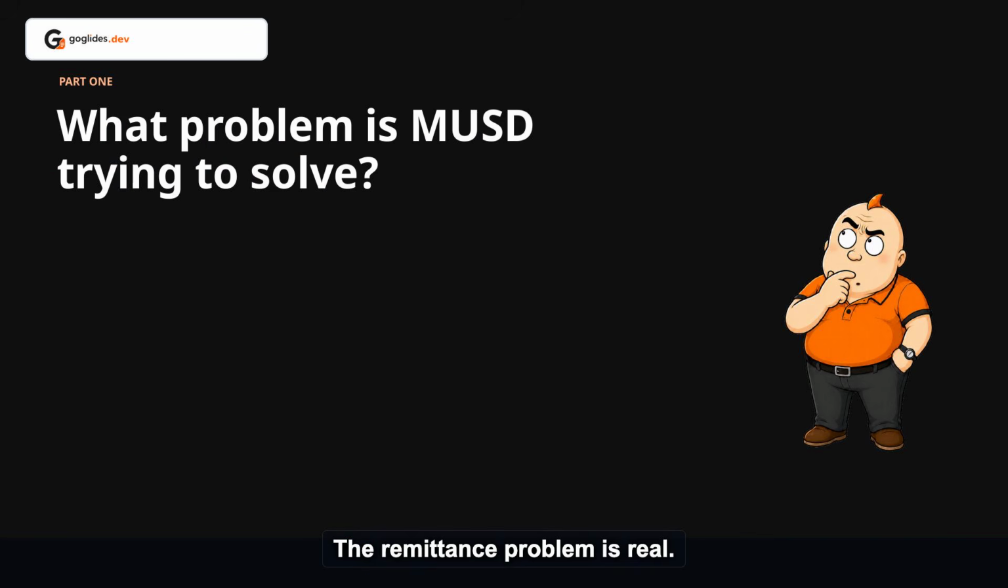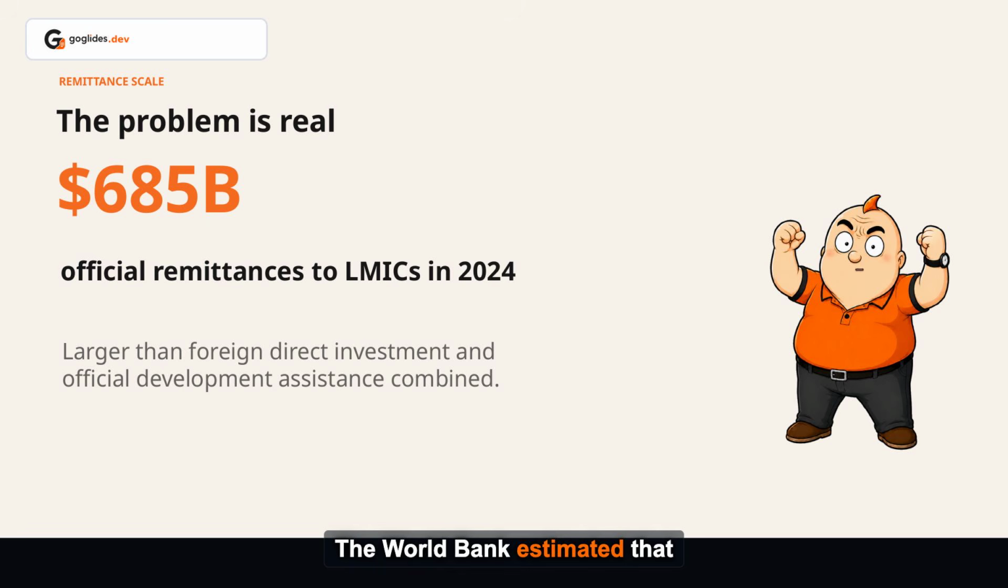The remittance problem is real. The World Bank estimated that officially recorded remittances to low and middle income countries reached approximately $685 billion in 2024. That was larger than foreign direct investment and official development assistance combined. The true amount may be even higher because informal transfers are not fully recorded. The normal pitch is simple. Traditional remittances are slow and expensive. Stablecoins move quickly, problem solved, but that skips half of the payment.